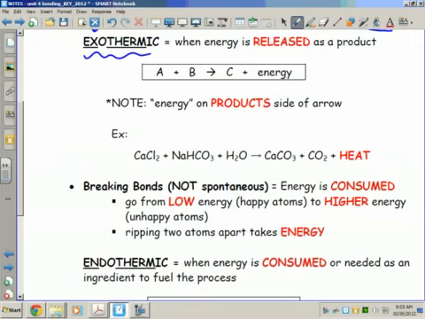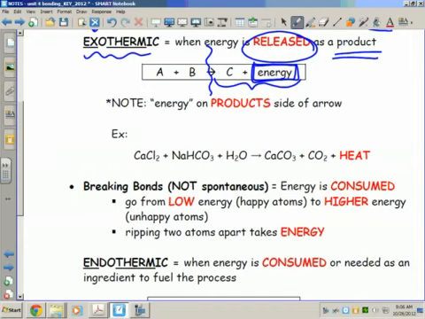Any chemical reaction that gives off energy, where energy is released as a product, is called an exothermic reaction. Okay? The products are on this side, and you can see energy is on the product side. Okay, to the right of that arrow, which is just like an equal sign in math for a chemical equation, are the products. And if you see energy on the product side, then you have an exothermic reaction.